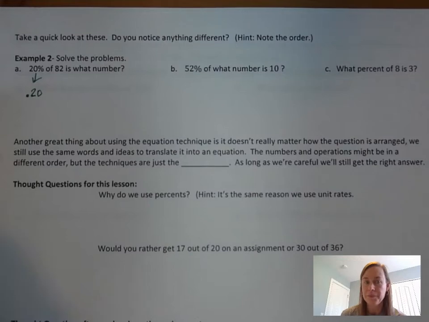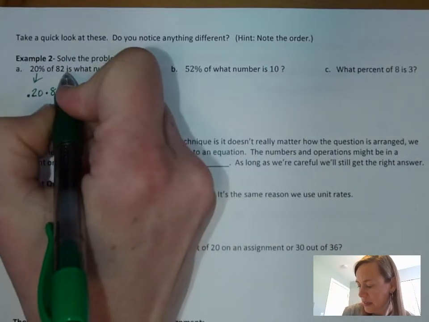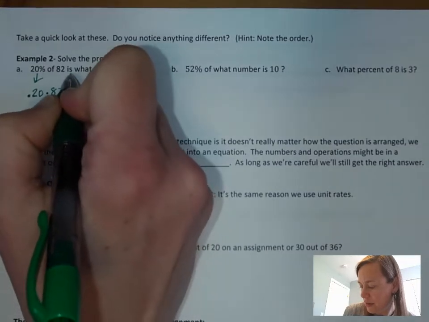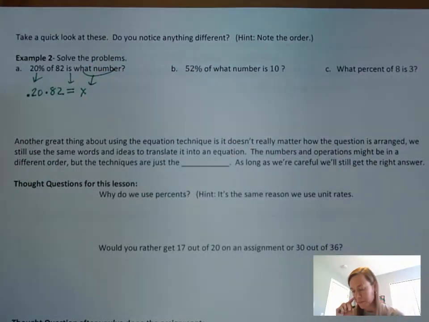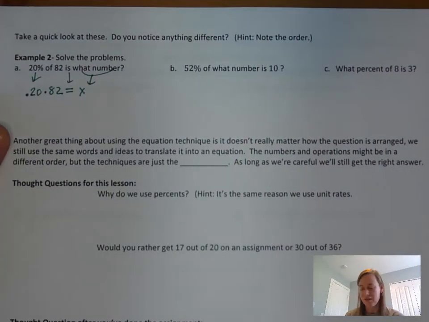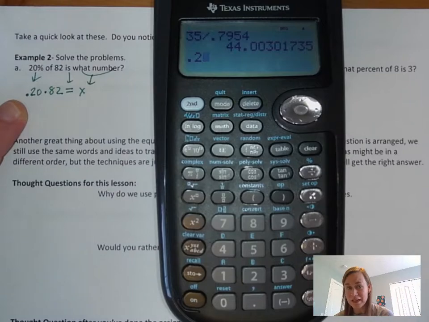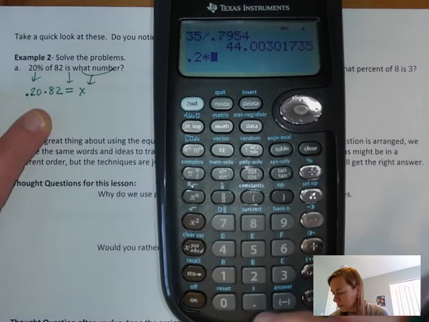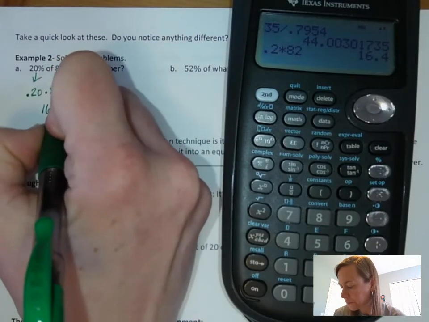It does not matter. Of 82 is going to indicate times 82. Is what number? So what you're going to do is put the equals. What number becomes the x? And then you're just going to solve that out. You'll do 0.2, you could put a 0 there if you want, it's not going to change anything, times 82, and that's going to be 16.4.